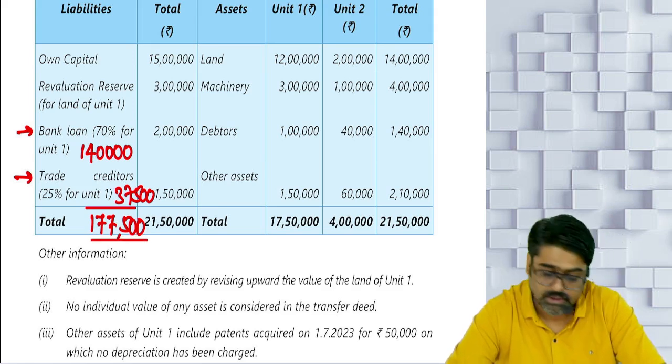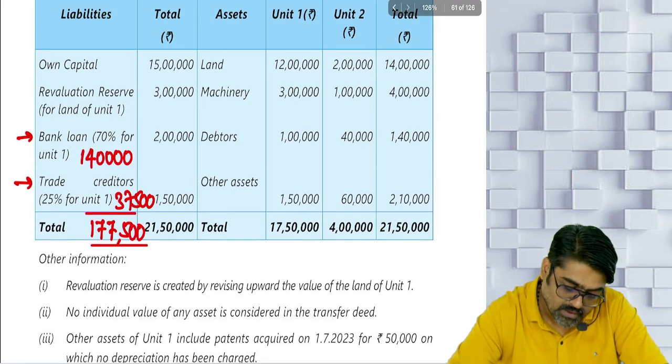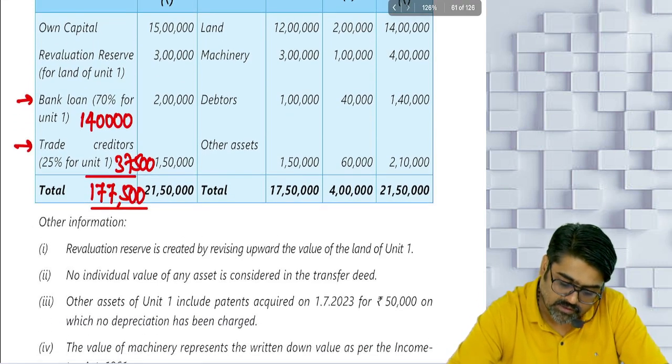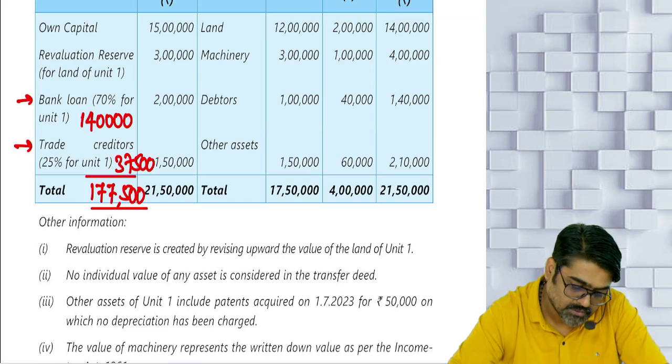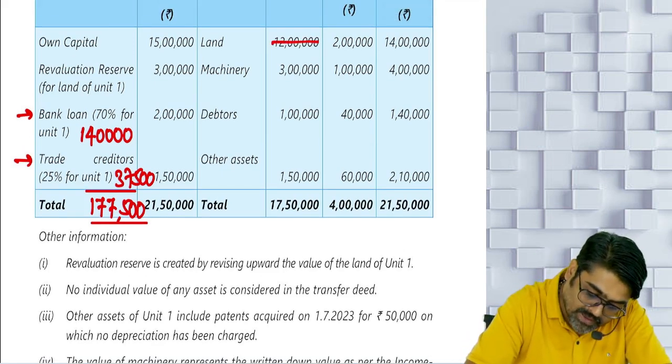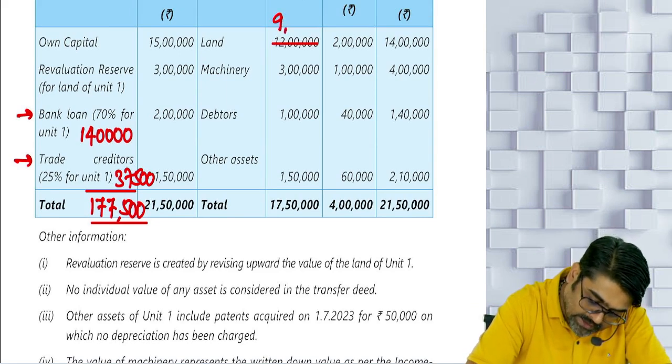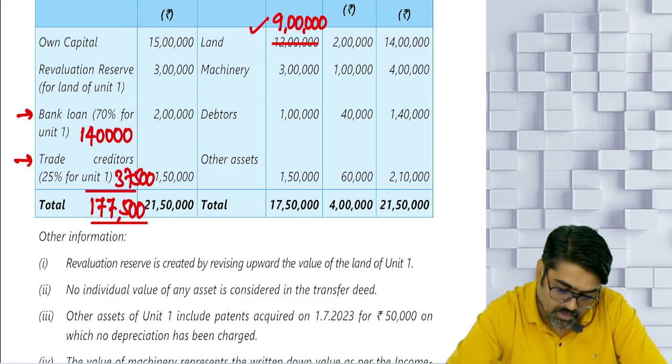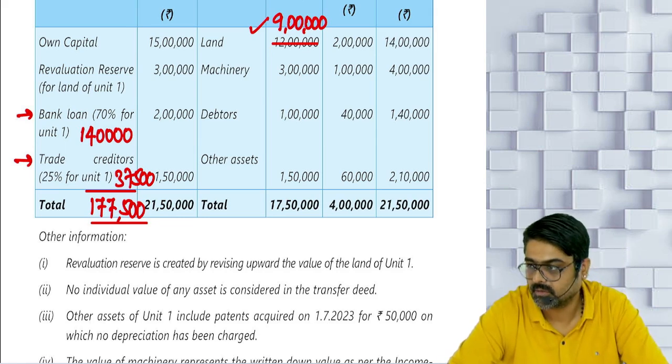Yes or no? Can you see land 12 lakh rupees? Revaluation reserve is created by revising upward the value of land of unit 1. Can you see 3 lakh rupees revaluation is there? So your land should actually be 9 lakhs. So 9 lakh value of the land we are going to take. Okay, no? Machinery 3 lakh rupees.